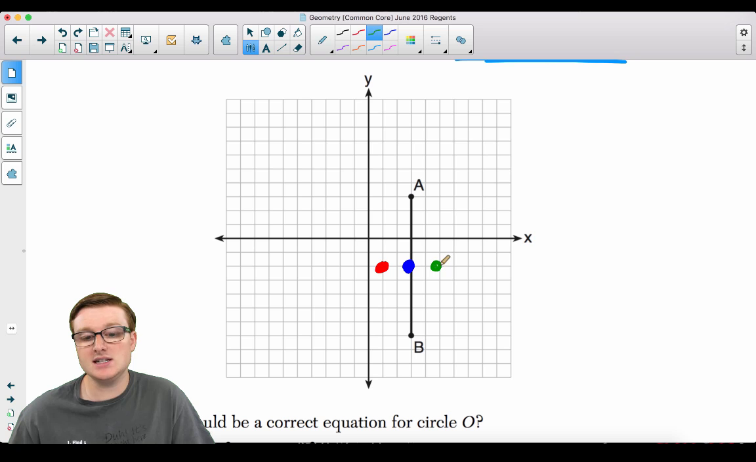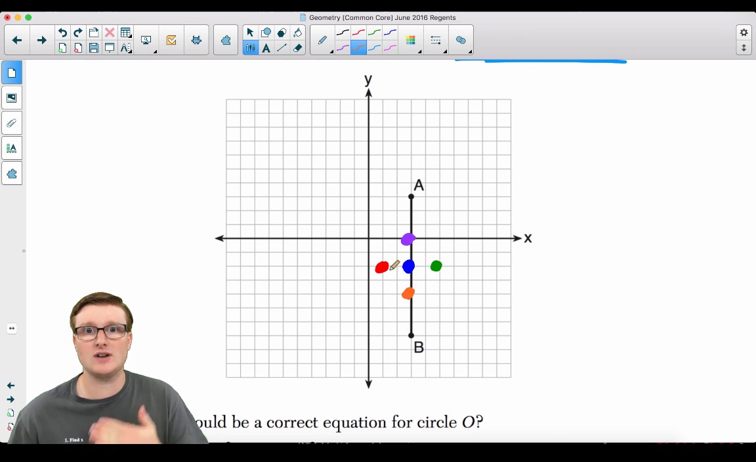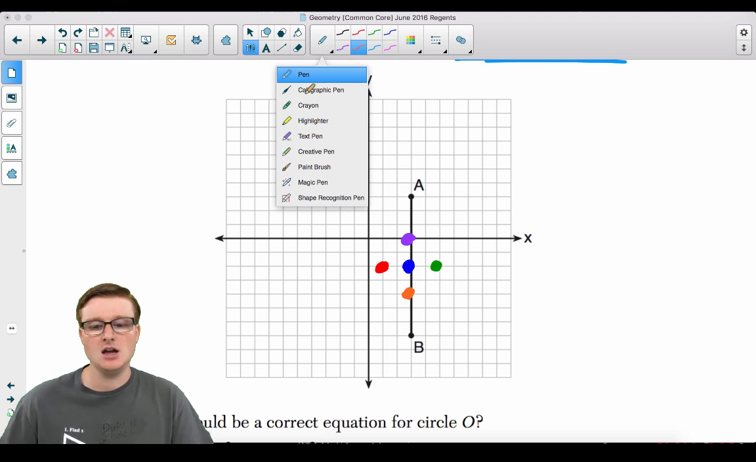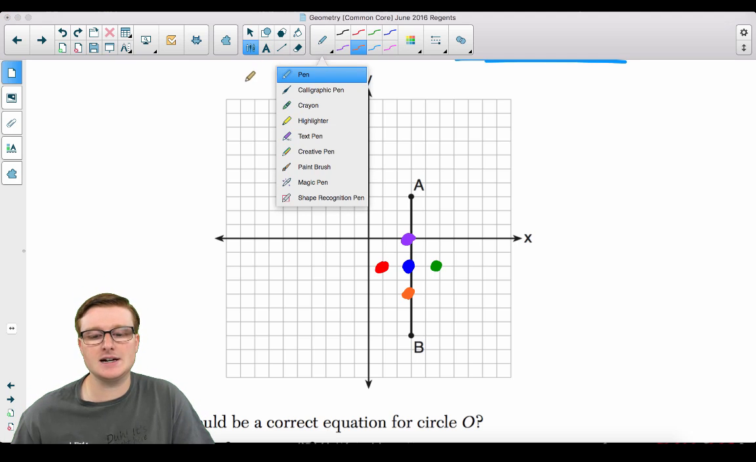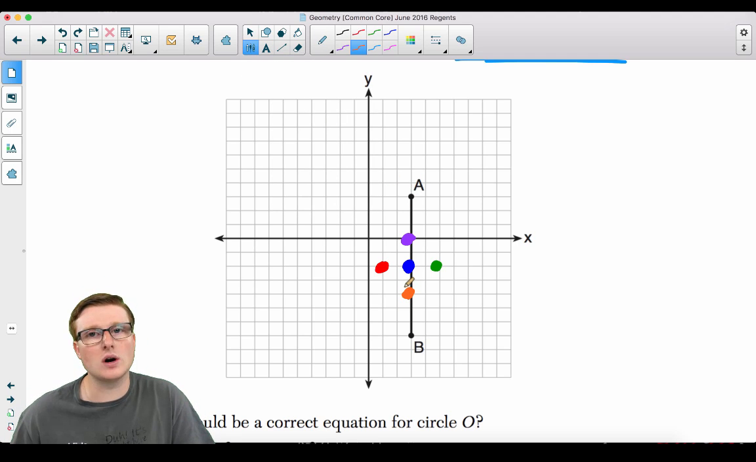That means that this green dot could be the center because these are both 2 units away. Or this could be the center because, again, that's 2 units. Or this could be the center. So we have to determine which of the red, purple, green, or orange dots is the correct center to use. Well, what they say here is that AB is a chord.